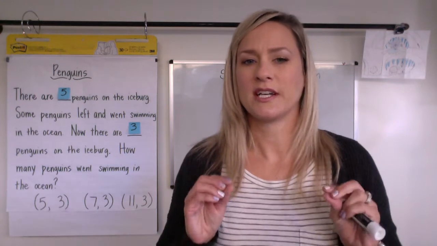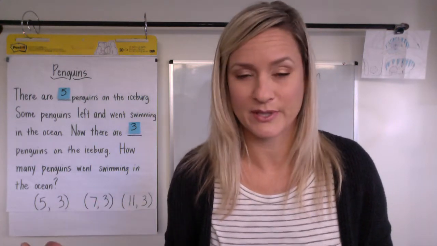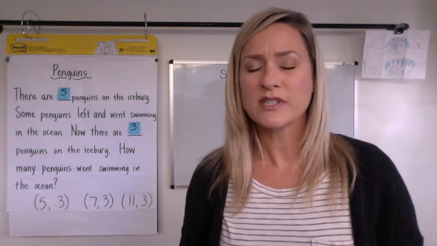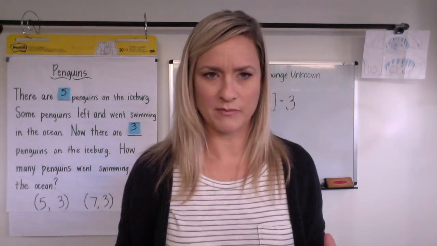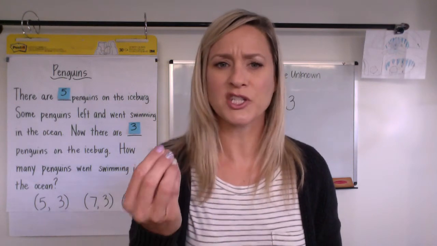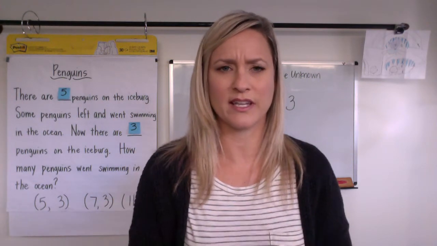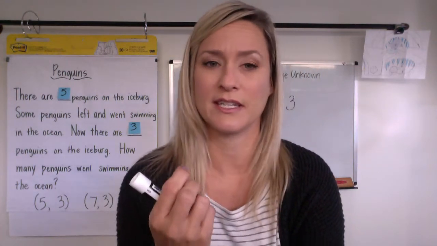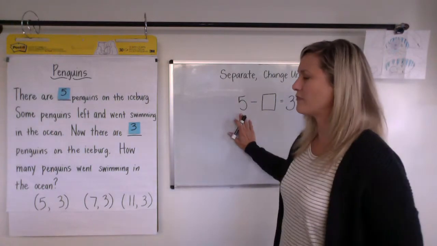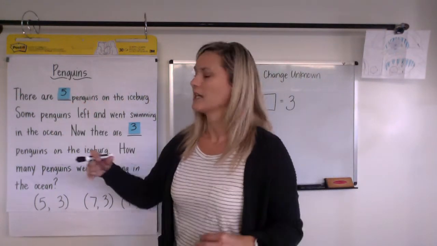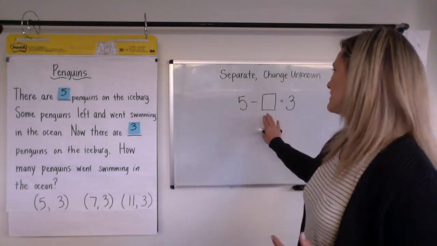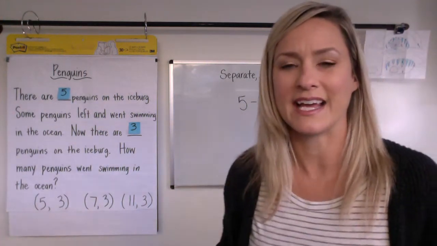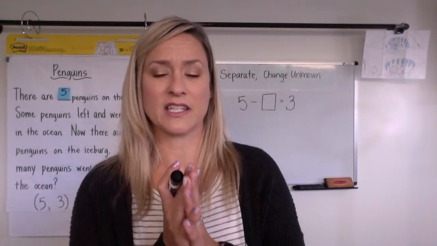But here's the kicker. Now there were 3 penguins on the iceberg. They have to figure out how many penguins went swimming in the ocean. So it's not a straightforward subtraction problem. If you tell your kids we should solve this by doing 5 minus 3, they're going to think about, what does that mean? Because they're going to imagine in their minds that there were 5 penguins on the iceberg. Some left and went swimming, so that's this number. And then there are 3 left at the end.